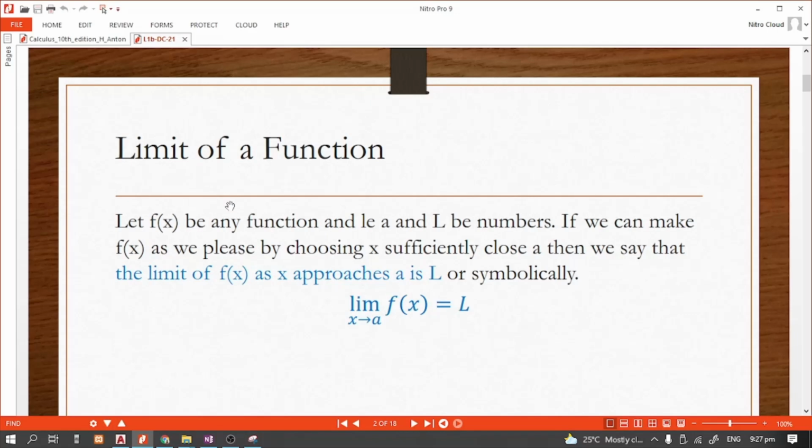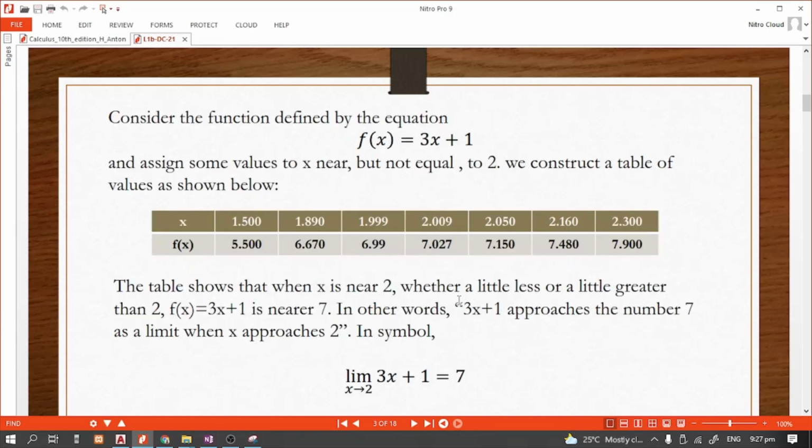So ang ibig sabihin lang naman nun is magte-take tayo ng values ng x nearer or closer to a, and then we can get the value of its limit. So let's try an example.